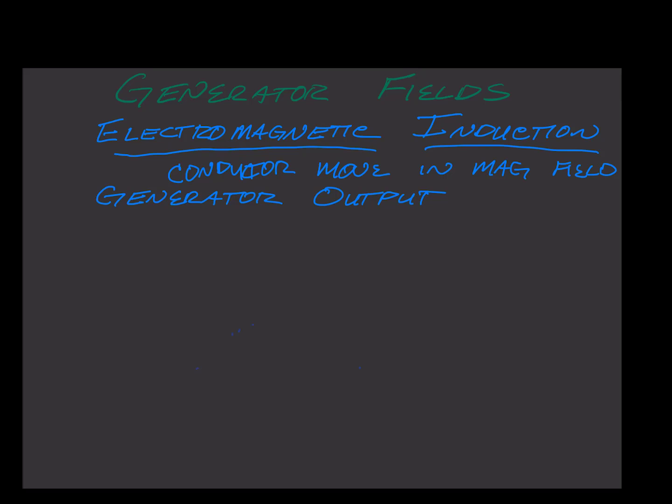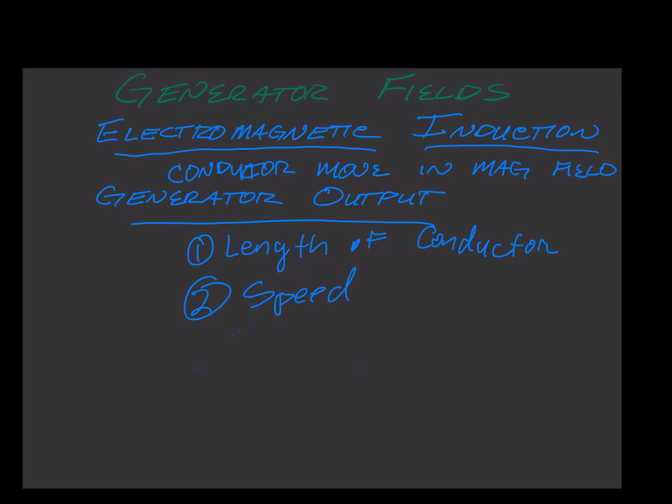And for our simple DC generator we're talking about, although these apply also to AC generators, the generator output is dependent upon either the length of the conductor, or the speed that it moves, or the strength of the magnetic field. And it can be any combination of these that can affect the output of the generator.